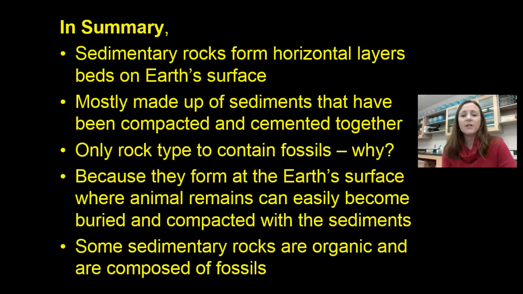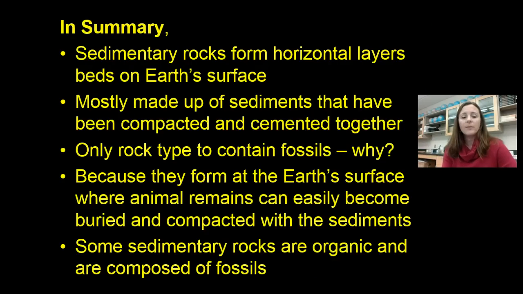Summary: sedimentary rocks form horizontal layers, beds, on the Earth's surface, sometimes known as rock strata. Mostly they're made up of sediments that have been compacted and cemented together. Only one type of rock, sedimentary rocks, contain fossils. Why? Because they form at the Earth's surface where the animal remains can be easily buried and compacted with sediments. Some sedimentary rocks are organic and composed of fossils.